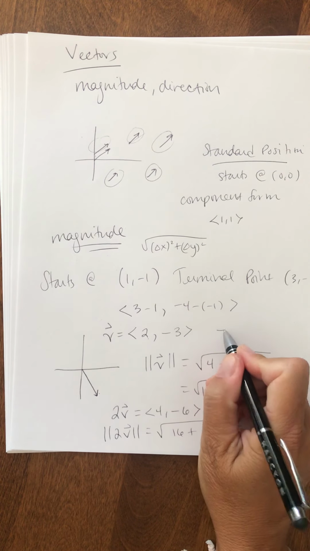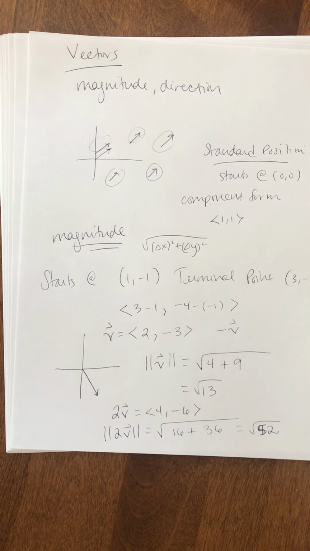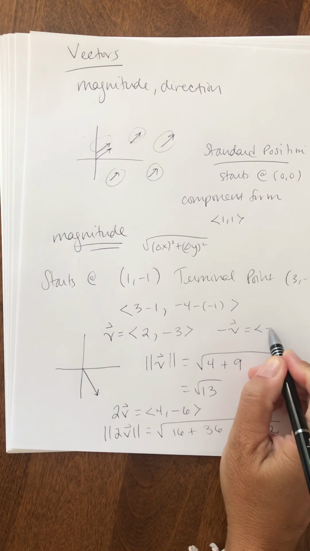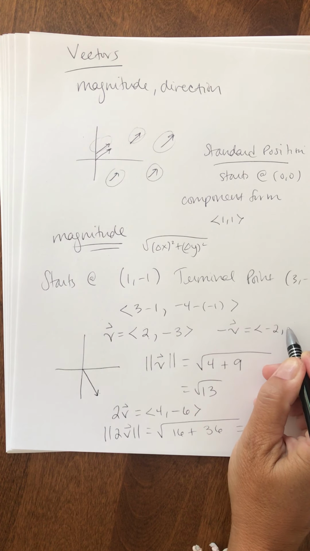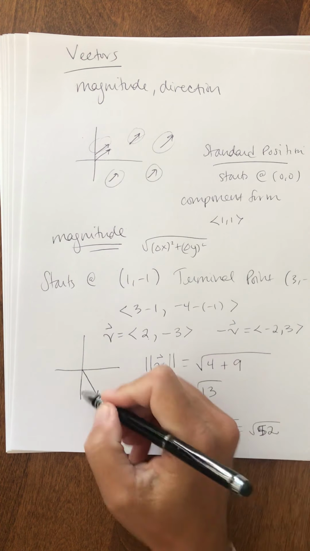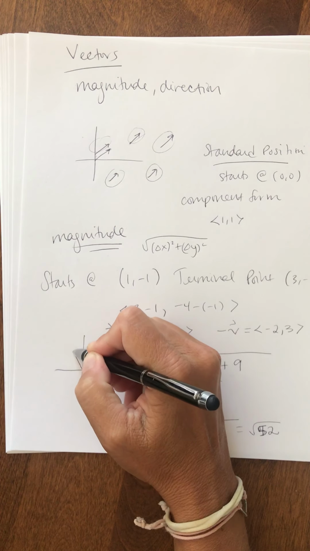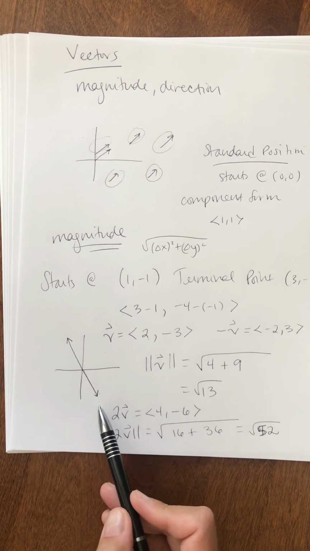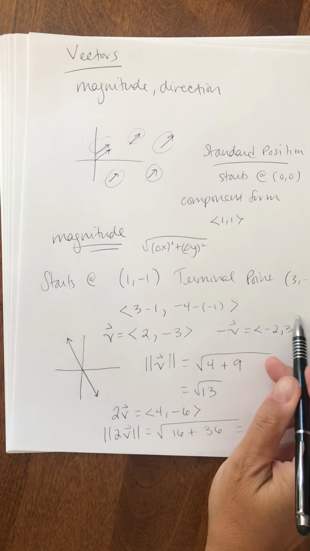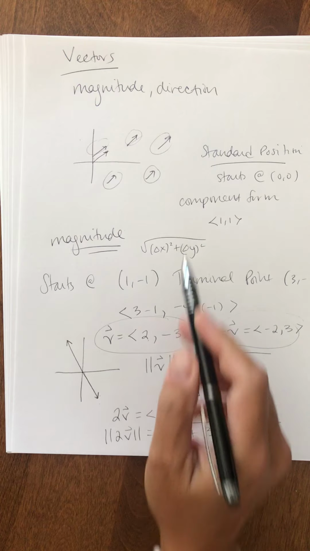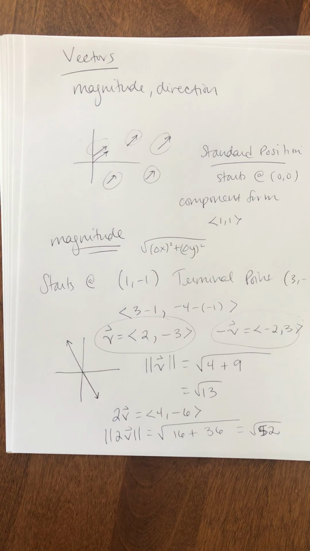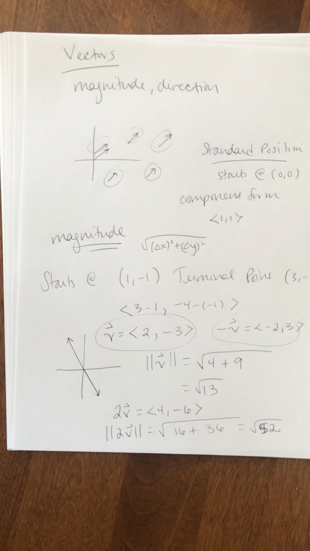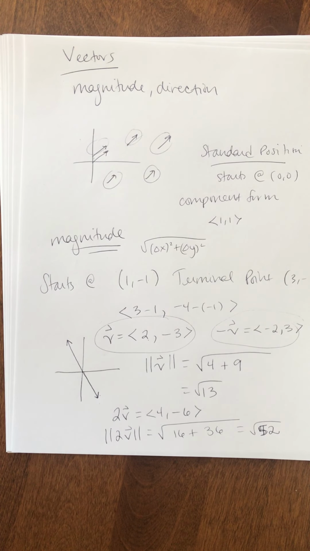What if I wanted to go in the negative direction? Well, then everything is going in the opposite direction. So I would have -2, -3. So these two vectors are parallel. They are collinear when they are in standard position, but these vectors have different directions, so they are different vectors. So this is going to be the foundation of everything that we are going to work with vectors this year.